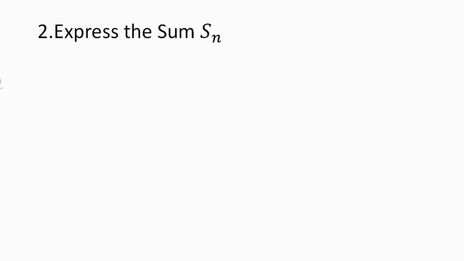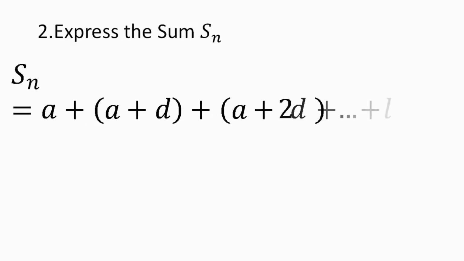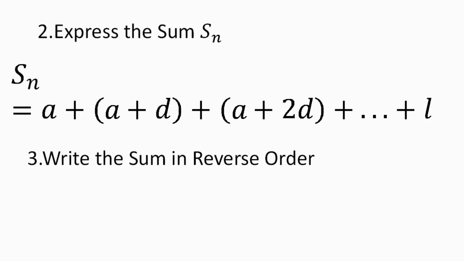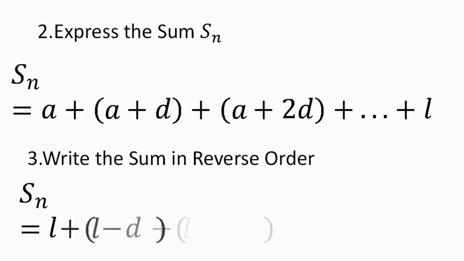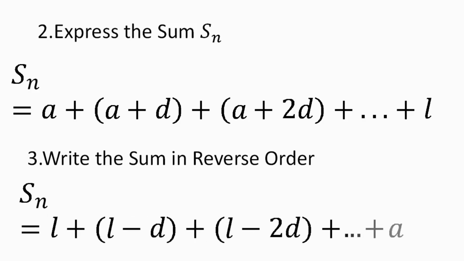Express the sum Sn. Sn is equal to A plus (A plus D) plus (A plus 2D) plus (A plus 3D), and so on. The last term is L. Now, write the sum in reverse order. That is, Sn is equal to L plus (L minus D) plus (L minus 2D), and so on. The last term is A.